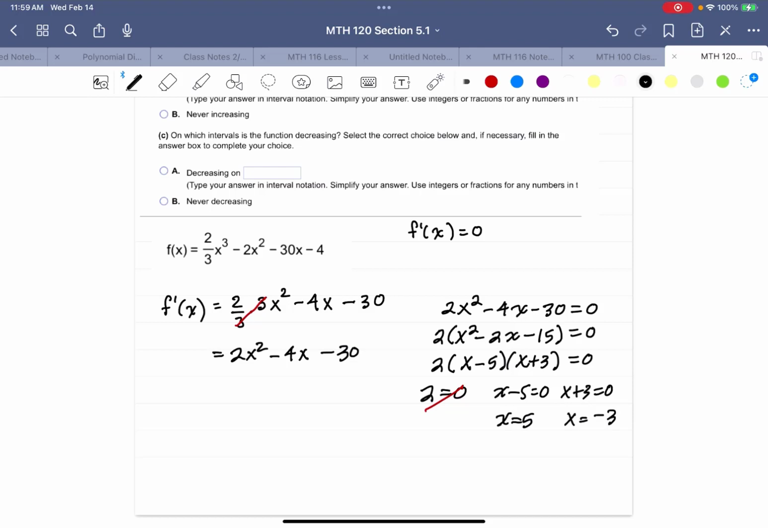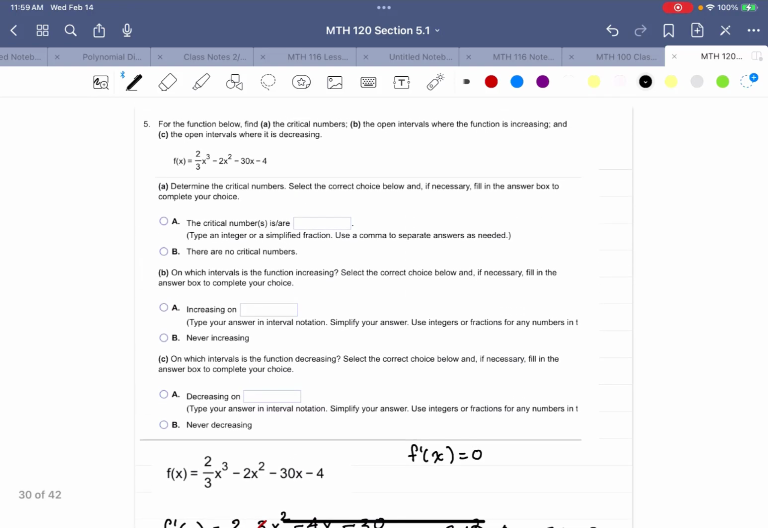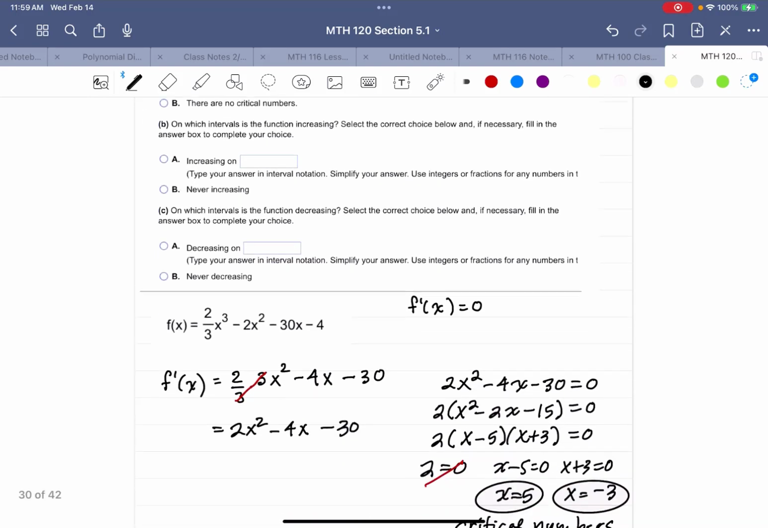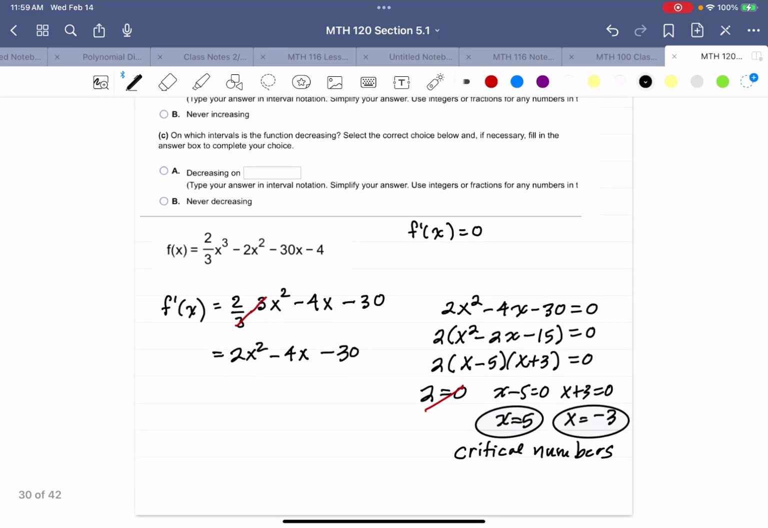So my critical numbers are x is 5 and x is negative 3. These are the critical numbers. They're both in the domain of the original function because this function is a polynomial and it's never going to be undefined. I take my 2 critical numbers, I put them on a number line. Negative 3 needs to go on the left, and 5 needs to go on the right. And I need to test points in these 3 intervals.